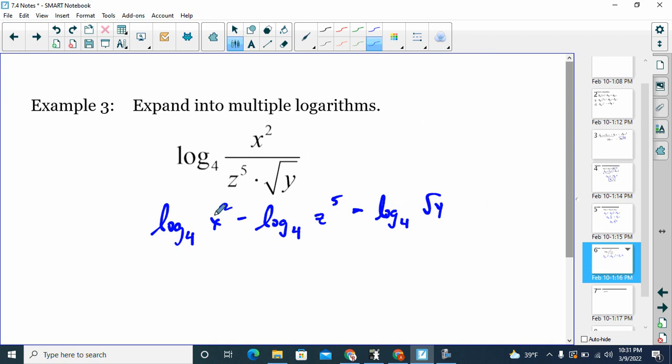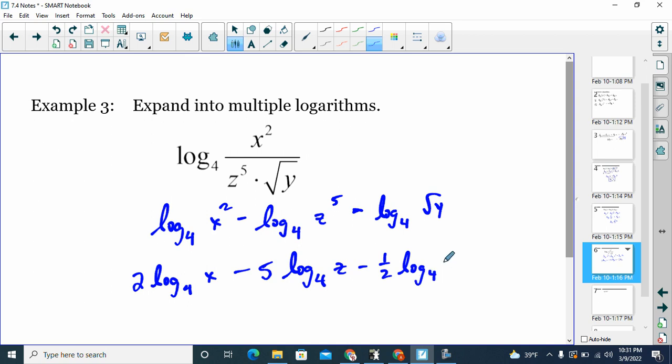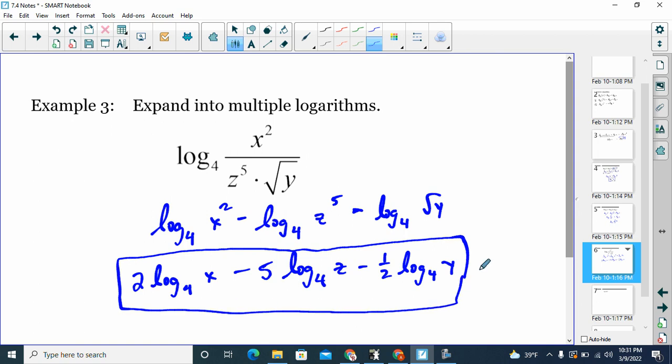The other thing we need to do is take any exponents and move them out front. So in this case, I can move the 2 out front, 5 out front, and square root is the same thing as the 1/2 power, so I can take the 1/2 and move that out front. And we have completely expanded into multiple logarithms.